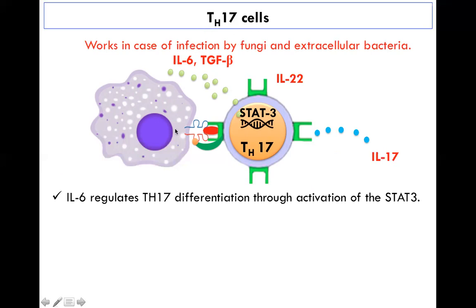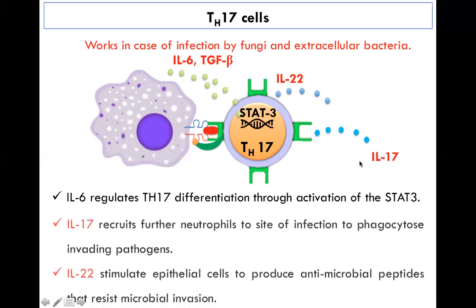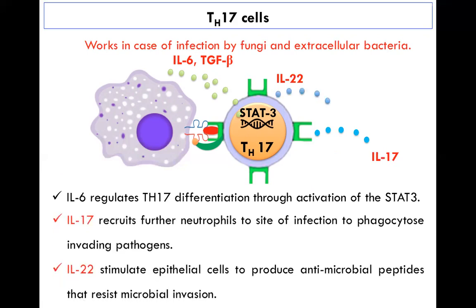Now we'll try to understand the function of these cytokines, interleukin 22 and interleukin 17. IL-17 recruits further neutrophils to the site of infection to phagocytose the invading pathogens, in this case the fungus and extracellular bacteria. And what function does IL-22 have? IL-22 stimulates the epithelial cells to produce antimicrobial peptides that resist the microbial invasion. So this is how the TH17 cells work and what they do.